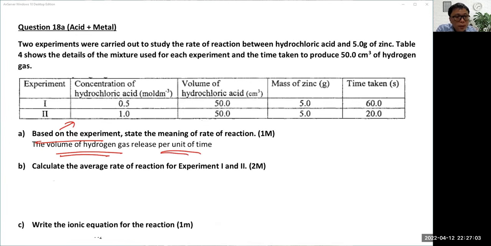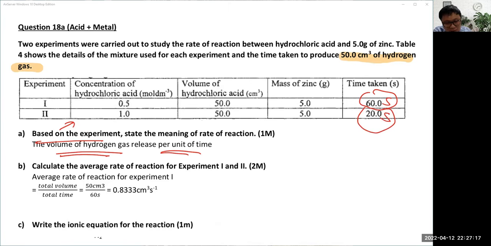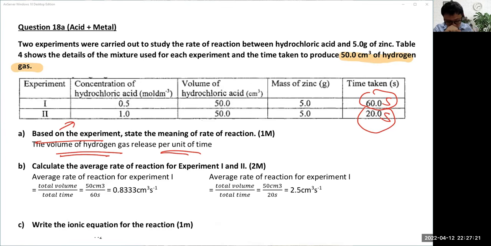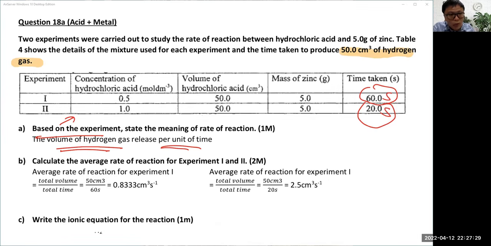For experiment 1, it was able to collect 50 cm³ of hydrogen gas. For experiment 1, it will take 60 seconds to collect. Experiment 2 will take 20 seconds. So how do I calculate the rate of reaction? One is I take 50 divided by 60 seconds, I'll get 0.83333. The other one, I'll take 50 divided by 20 seconds, I'll get 2.5. Then they always ask you about the ionic equations.